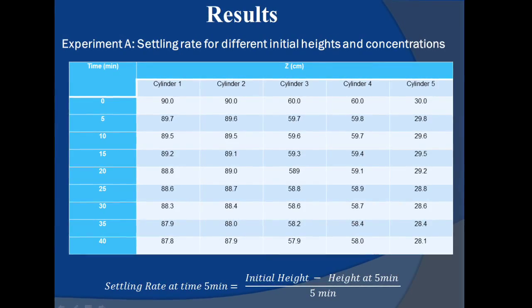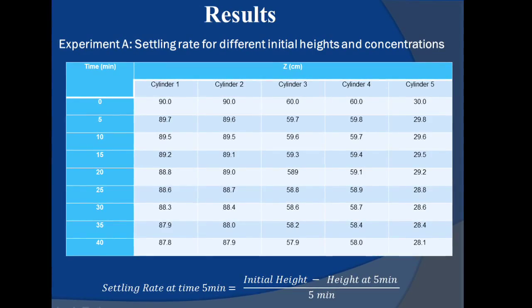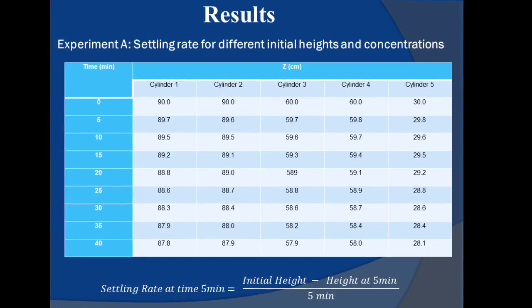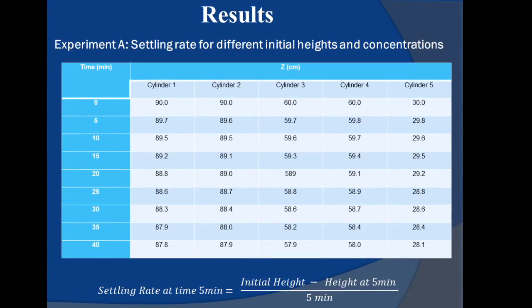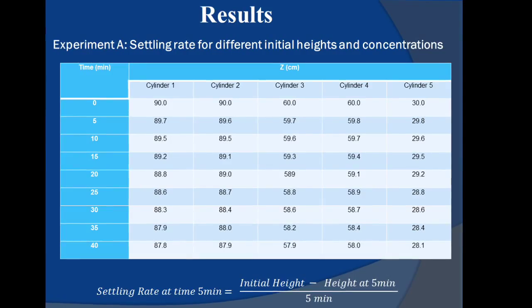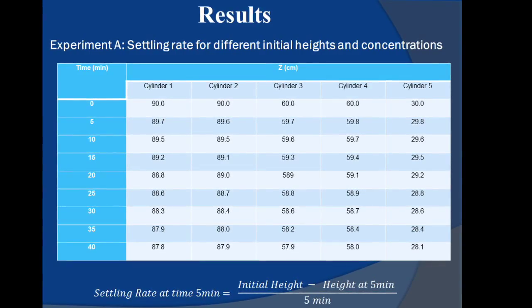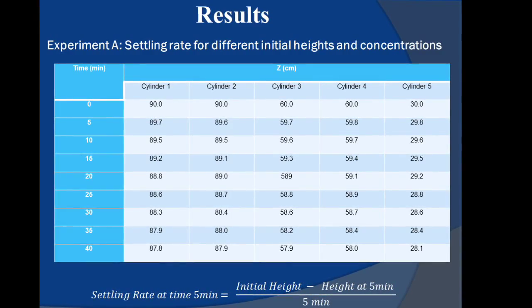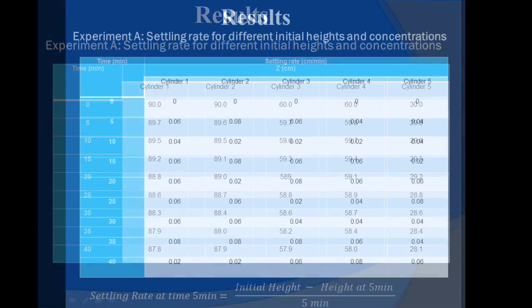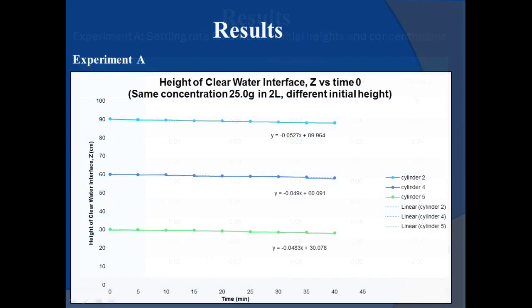Next, we use these heights to calculate the settling rate. For example, to calculate the settling rate for particles in cylinder 1 at time interval 5 minutes, we use 90 cm minus the height at 5 minutes, which is 89.7 cm. Then we divide it by 5 minutes. That will be our settling rate. The following table will be the settling rate calculated using the formulas as mentioned just now.